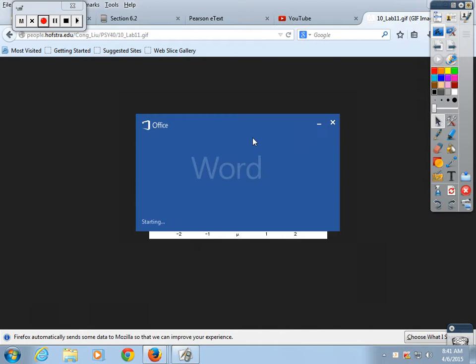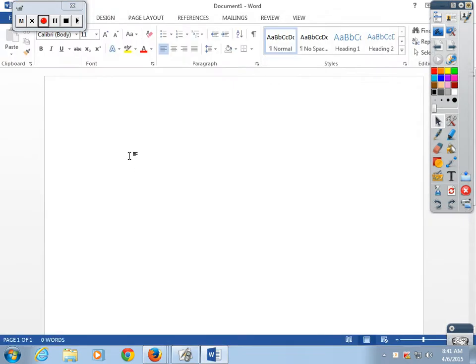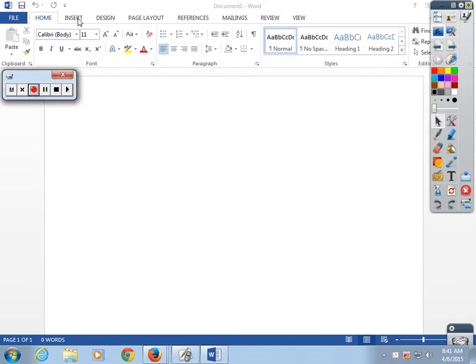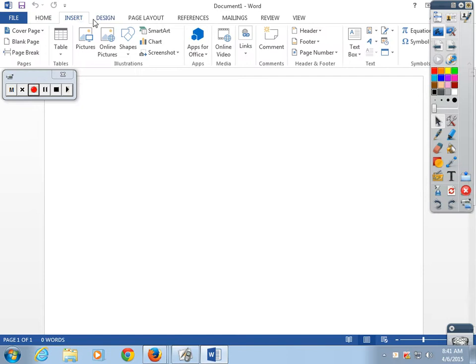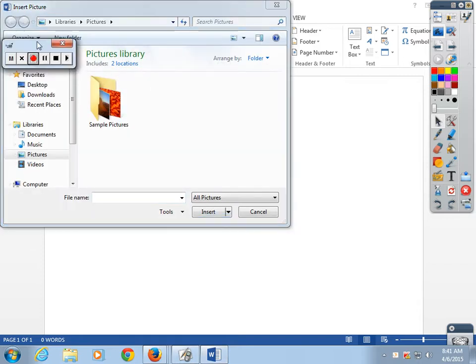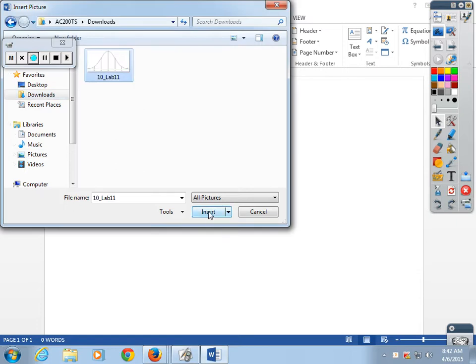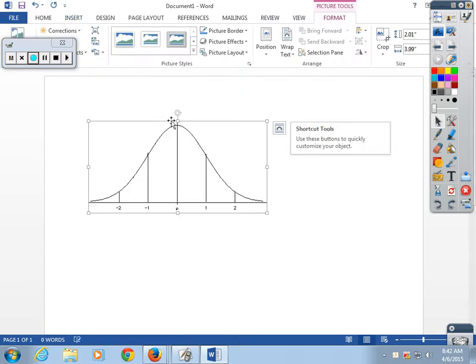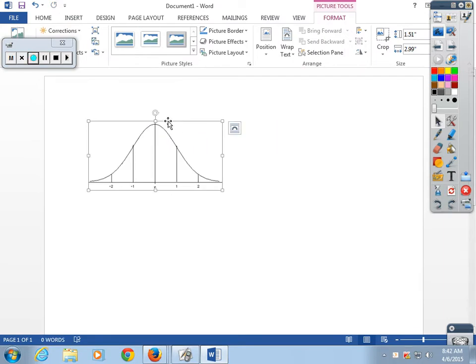Pull up your Word document and insert. I'm not used to this, where's picture? I'm looking for picture. There we go. Insert picture, download, and you can fit it however you want to. Move it down a little bit and then put one of these on each, put 6 or whatever.